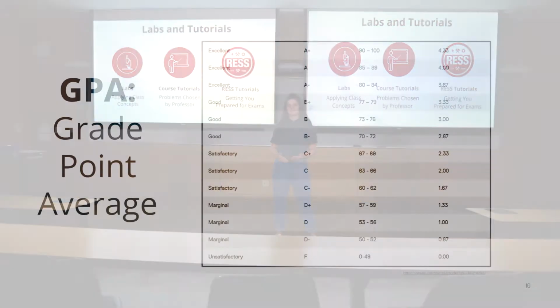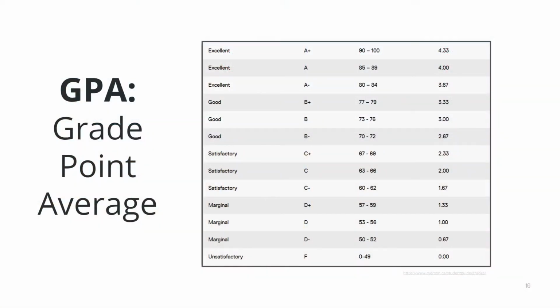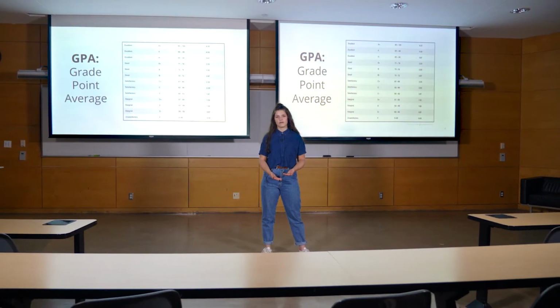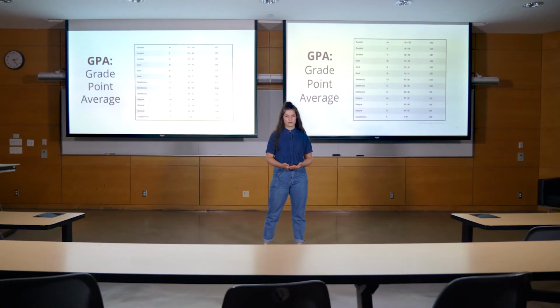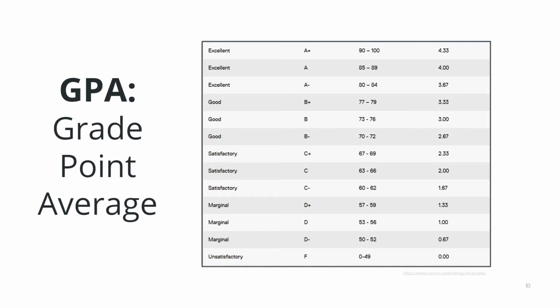Good luck! After hearing about all these different kinds of assessments, you might be wondering how GPA, or grade point average, works at Ryerson University. We use a 4.33 scale, which is similar to a regular 4.0 scale. And here is the mark breakdown.